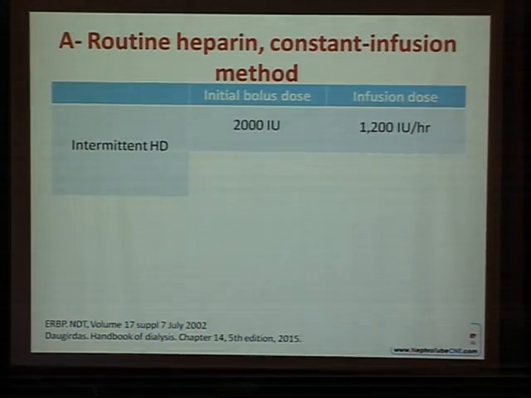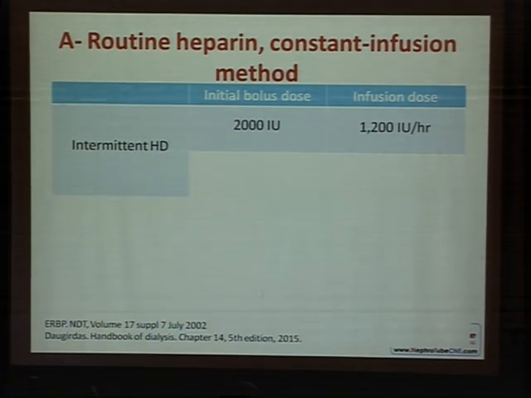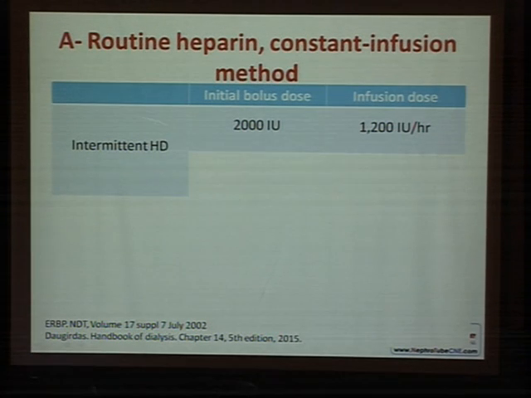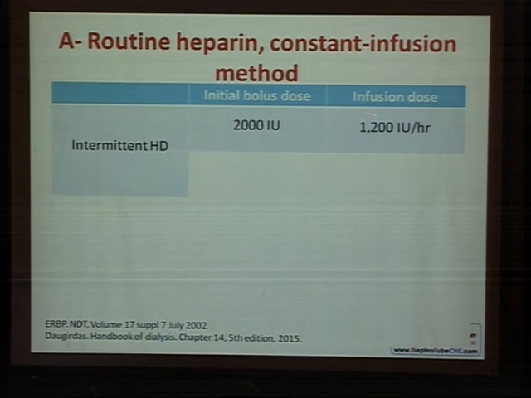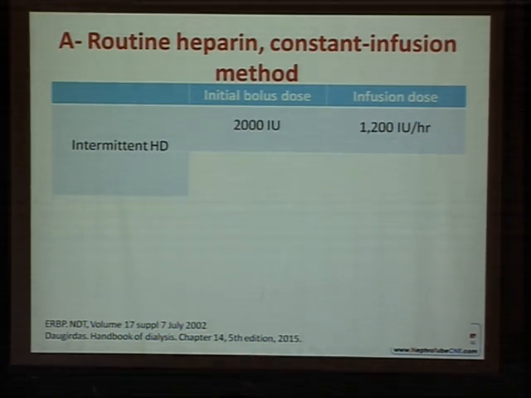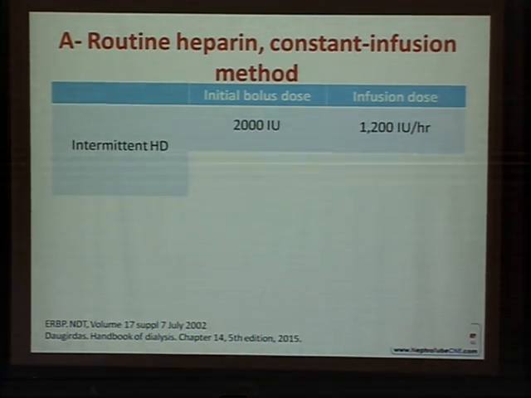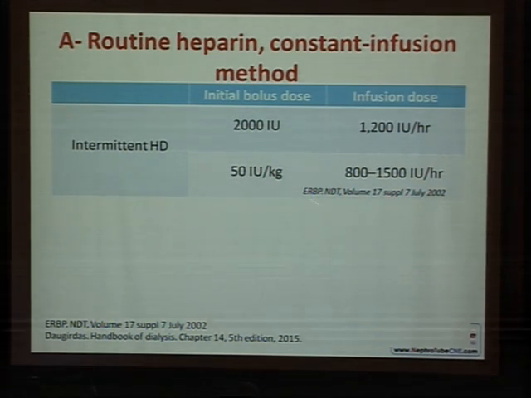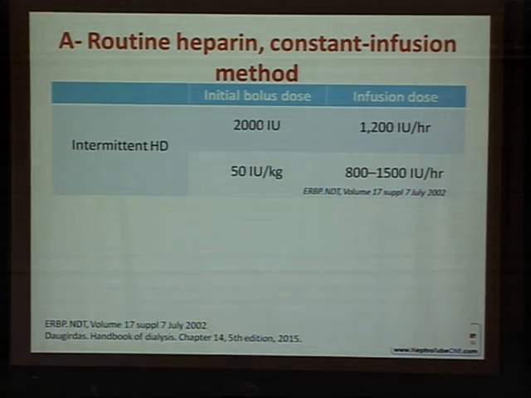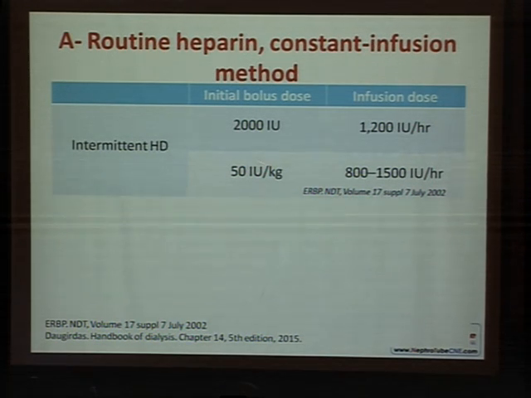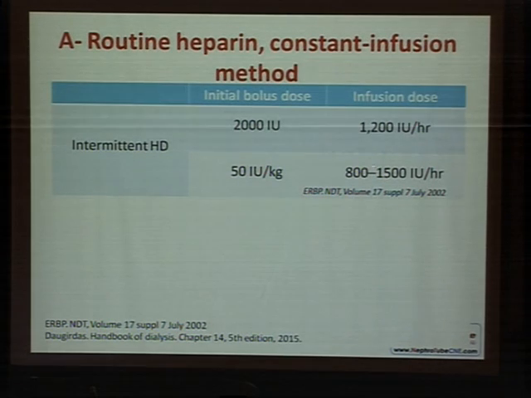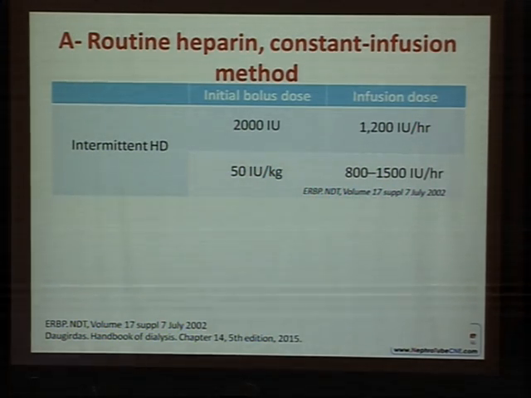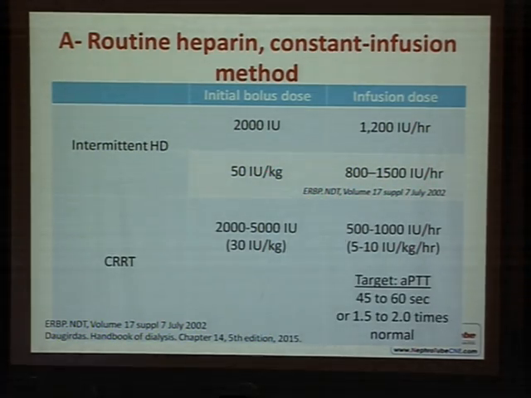Different protocols are available. As I said, there is no ideal protocol. Some centers use unfractionated heparin during intermittent hemodialysis with an initial bolus of 2,000 international units, followed by an infusion dose of 1,200 international units per hour. The European Renal Practice Guidelines recommend an initial bolus dose of 50 international units per kilogram, followed by 800 to 1,500 international units per hour.